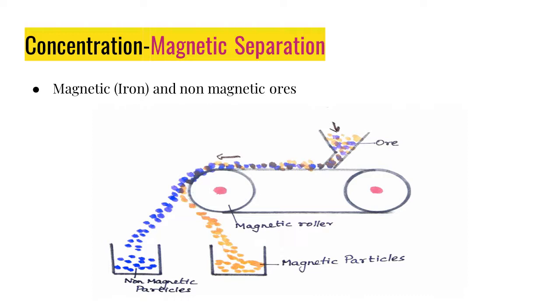oxides will be attracted by the roller and fall near the magnet, whereas the non-magnetic ores are deflected and fall away from the rollers. Using this, we can separate iron oxide like magnetic particles and the non-magnetic particles from the ores by the magnetic separation method.